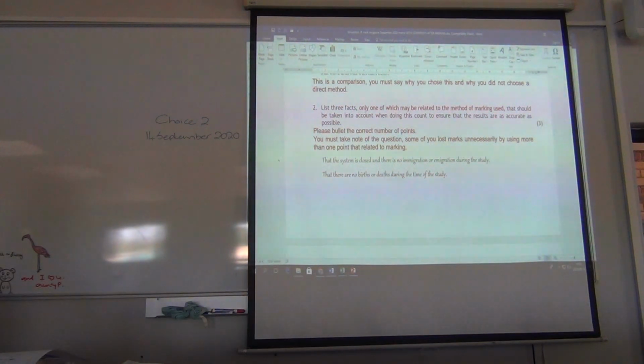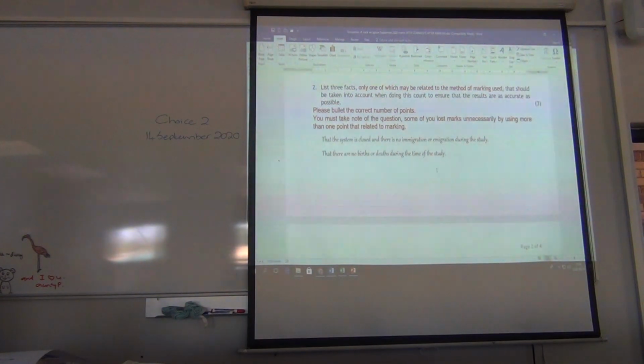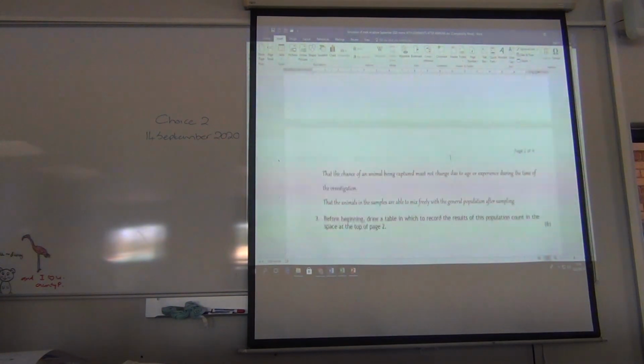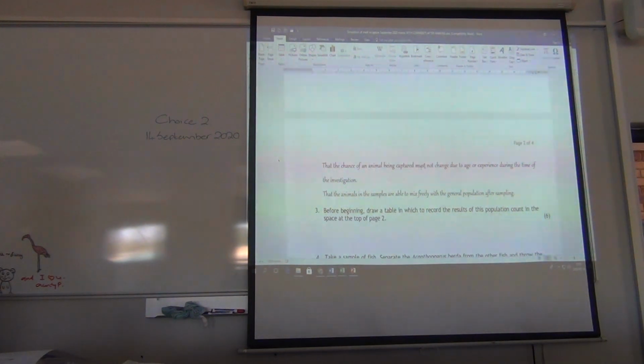Okay, so that the system is closed, there's no immigration or emigration, there are no births or deaths during the time of the study. The chance of the animal being captured must not change due to age or experience during the time of the investigation. The animals in the samples are able to move freely, and any one reasonable marking thing.